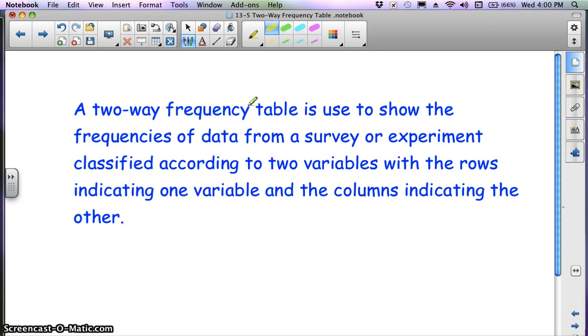A two-way frequency table is used to show the frequencies of data from a survey or experiment according to two variables in the rows, indicating one variable and the columns indicating the other. So let's actually see this, and then I think you'll understand the definition.